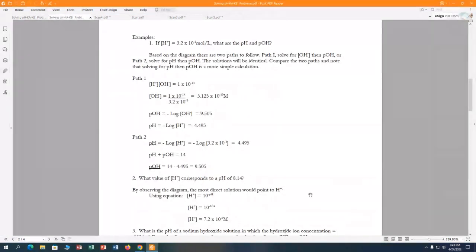Okay, here are three examples, and we're going to talk about each one. Example one: if the hydrogen ion concentration is 3.2 times 10 to the minus 5 moles per liter, what are the pH and pOH? Well, if we go back to the diagram, we have two ways to do it. So let's talk about path 1 and path 2. Path 1 takes us to the OH minus, and then to the pOH, and then to the pH. So let's do this, okay?